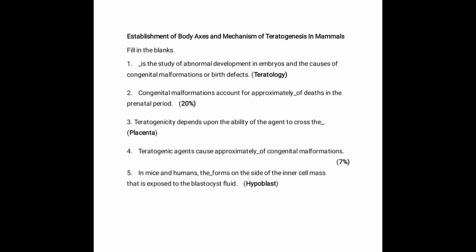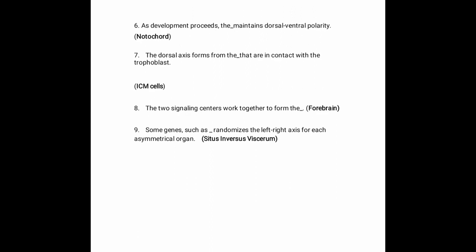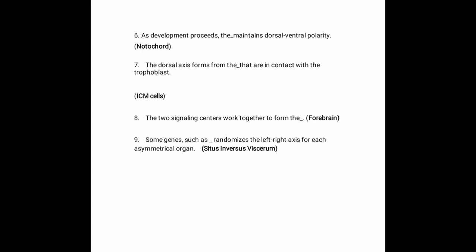Fourth, teratogenic agents cause approximately dash of the congenital malformations. The answer is 7%. In mice and humans, the layer that forms on the side of the inner cell mass exposed to the blastocyst fluid is the hypoblast. As development proceeds, the structure that maintains the dorsal ventral polarity is the notochord.